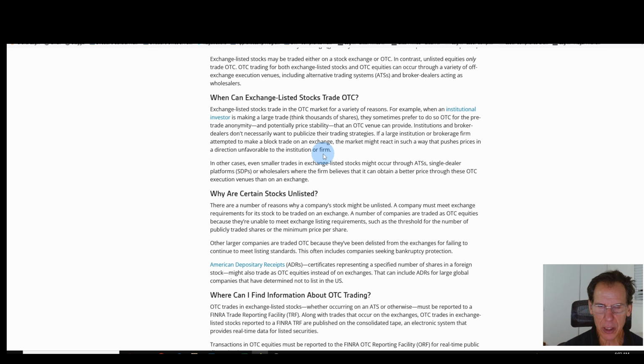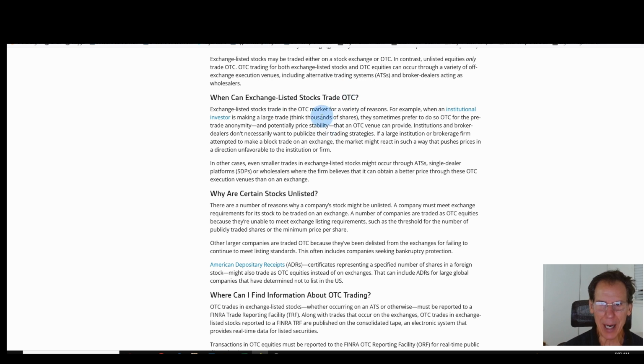When can an exchange-listed stock trade OTC? Exchange-listed stocks trade in the OTC market for a variety of reasons. For example, when an institutional investor is making a large trade, think thousands of shares, they sometimes prefer to do this OTC for the pre-trade anonymity and potential price stability that an OTC venue can provide. So if you're a Bank of America and you're trying to sell 100,000 shares of Walmart, you may do this OTC to someone like Vanguard or Fidelity or Citibank or Goldman.